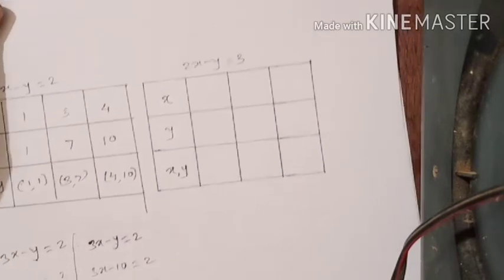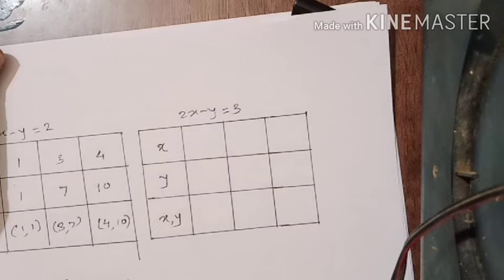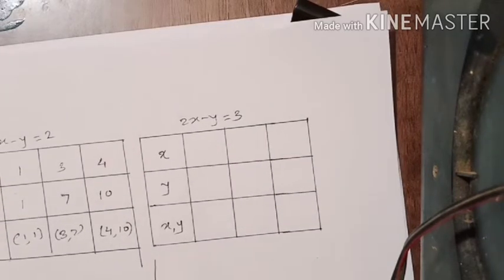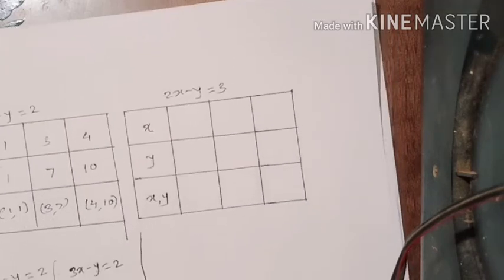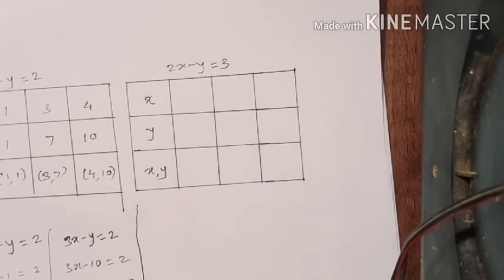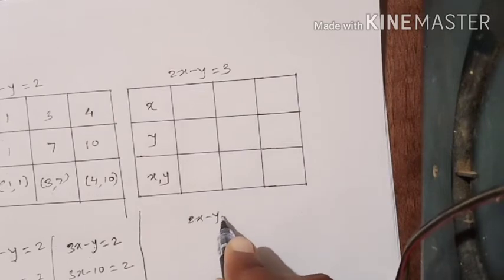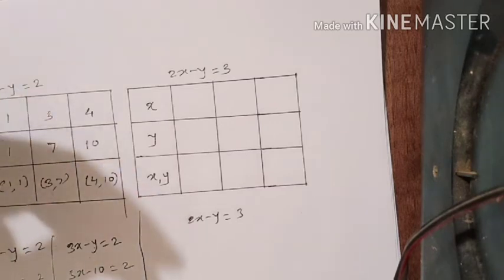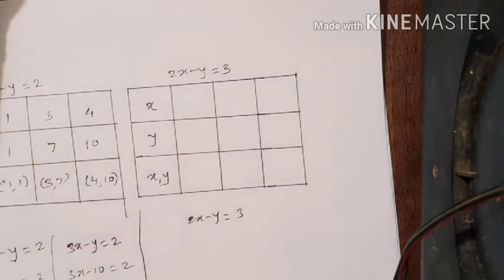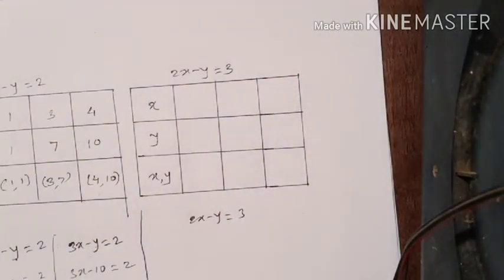Very simple. It is a technique, not so hard. Now we will come to the second equation, which is 2x minus y is equal to 3. It is a rough calculation. There is no need to write it in the answer paper of the board. It is rough work. You have to do it for the correction.